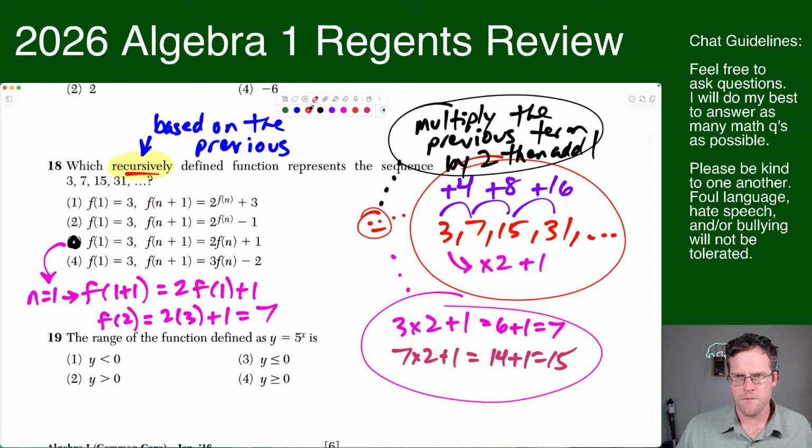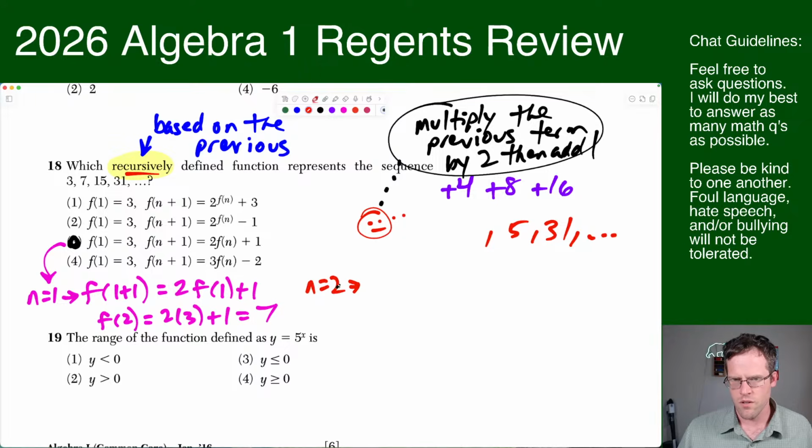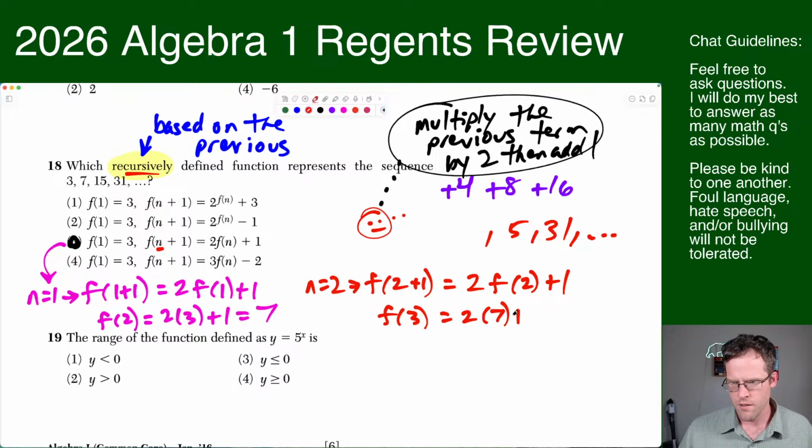And if I plug in, now I'll do this over here. So, looking for patterns. If I plug in n equals 2 into the formula, I get f of n is 2, and then I write my plus 1 equals 2 times f of 2 plus 1. So now I get f of 3 equals 2 times f of 2, which is 7, plus 1, and this gives us 15. So definitely this one. All right, great.